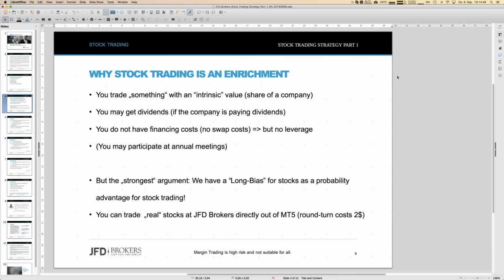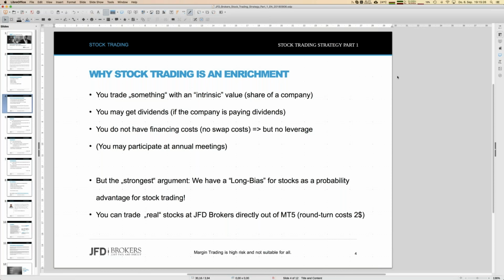And the other good thing here is that you can trade directly with JFD brokers. You can trade real stocks as well, not only CFDs, and you can do that directly out of MT5. And the other good thing here is that the round turn cost, so the cost of buying and selling those stocks, is just $2 if you don't exceed too high values in total. And yeah, that is a really good price for such a round turn. If I would do it with my private bank, I would definitely pay much more. Anyhow, that's the story really behind stock trading.